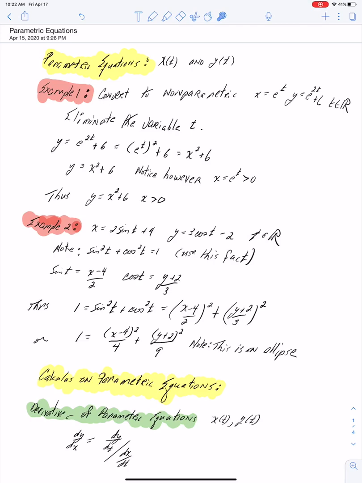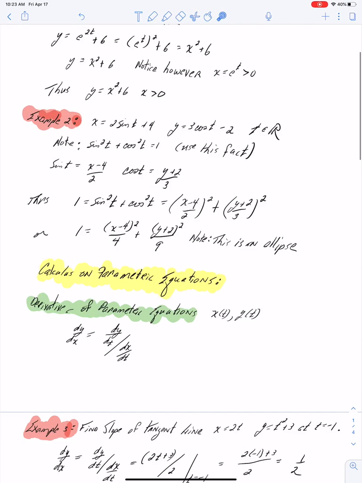Now, in this case, up here, I had a problem, x equals e to the t is strictly greater than 0. But down here, sine and cosine, since t is just an element of the reals, are going to take on all values possible. So there's my answer right there. All right. There are a couple of examples then of how you turn parametric equations into non-parametric.